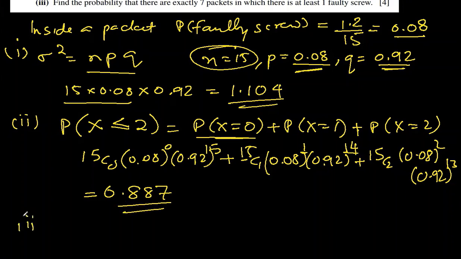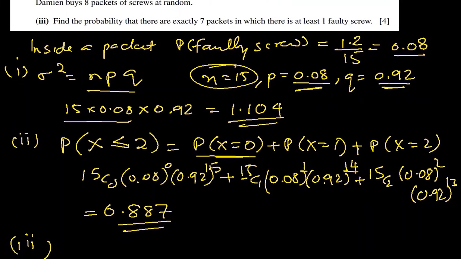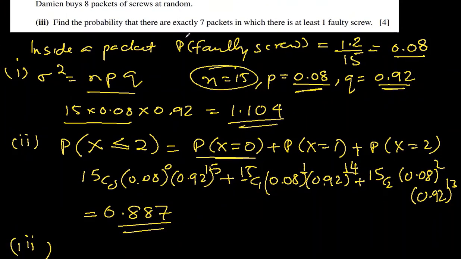Number 3. Find the probability that there are exactly 7 packets in which there is at least one faulty screw. How many packets are they selecting? Not 15, 8 packets. Out of 8 packets they want exactly 7 of them to have at least one faulty screw. So first we should find the probability inside the packet. In every packet there should be at least one faulty screw, so we have to find this probability first.